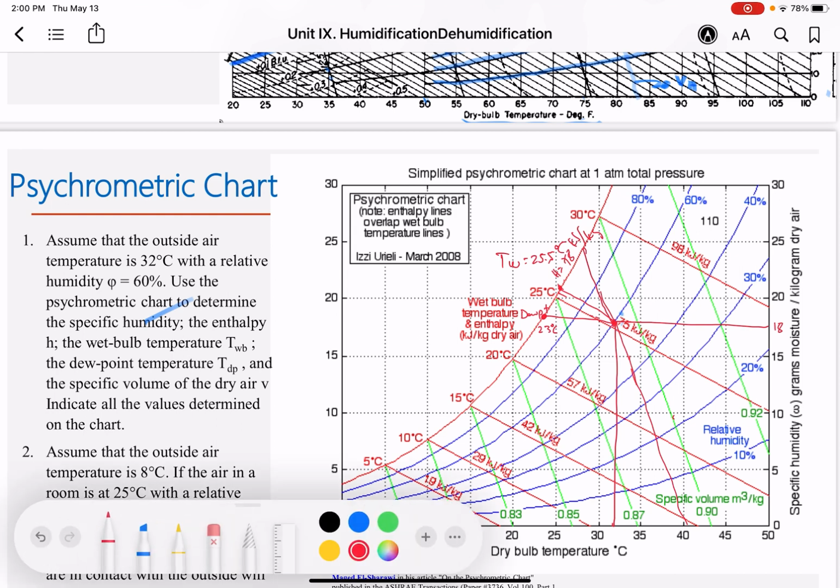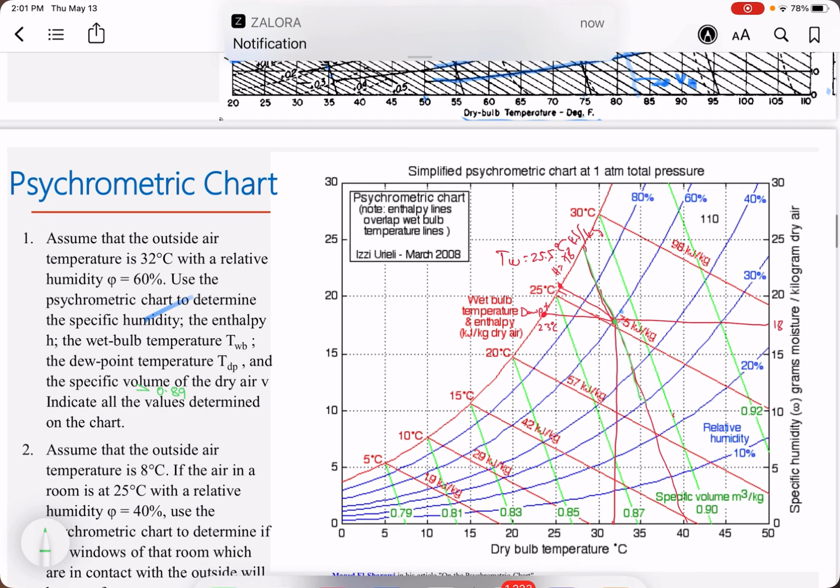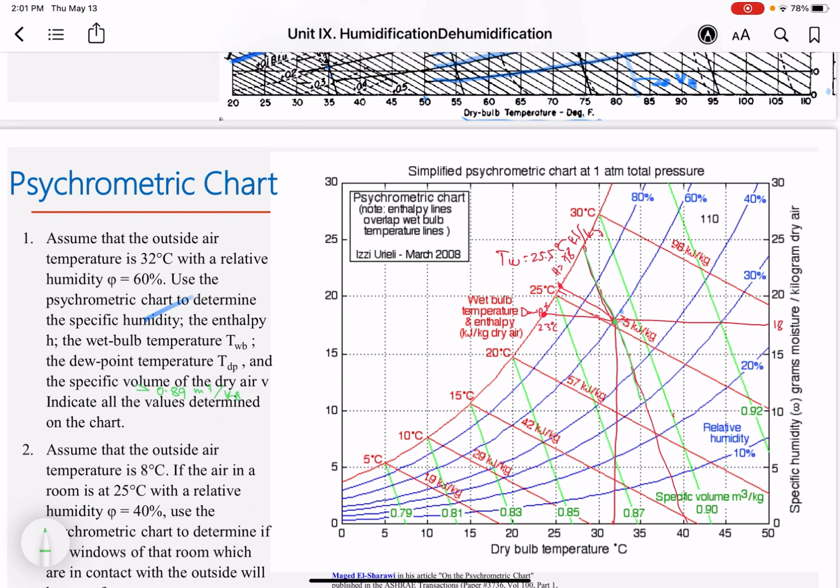I would have, sige, i-green line din natin. This is the line for the specific volume at this point. So, I get around a value of 0.87, mga 0.89. So, the specific volume here is around 0.89 cubic meter per kilogram. Okay? So, that's how easy it is.